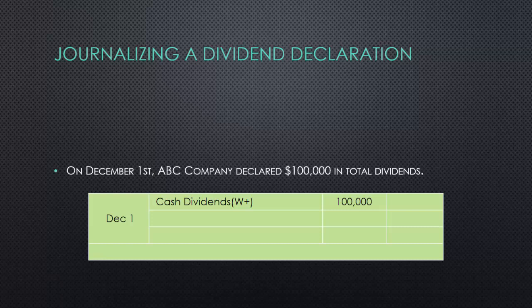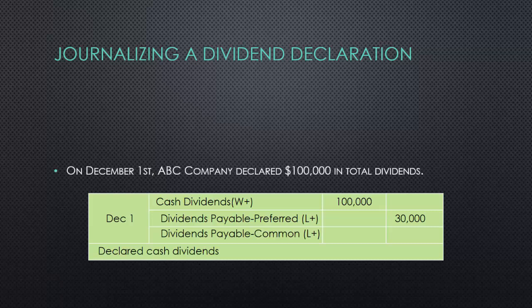We're going to make two credits to two different liability accounts. One for our preferred shareholders. The amount that we've already declared we're going to pay to preferred shareholders in this example was $30,000. And we know from the last slide that the amount that is left over to go to our common shareholders is going to be $70,000. And we declared cash dividends.